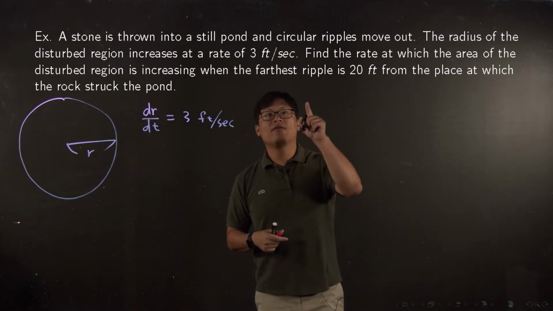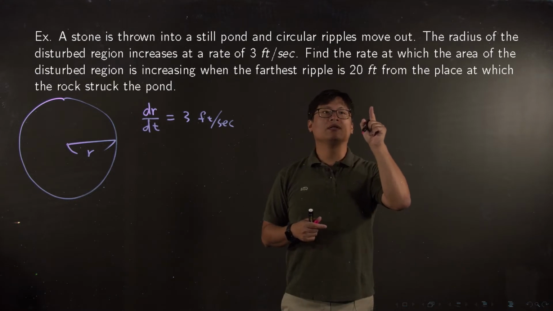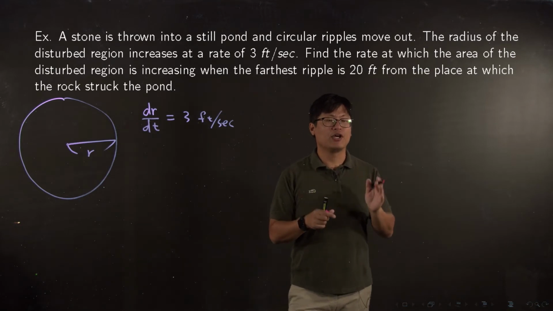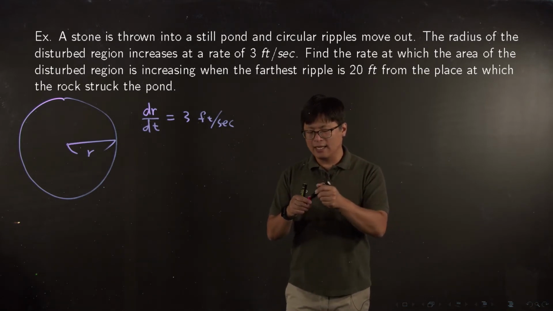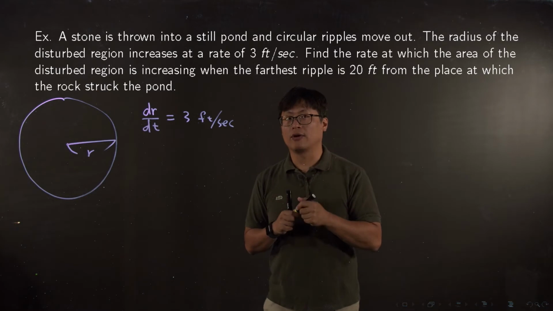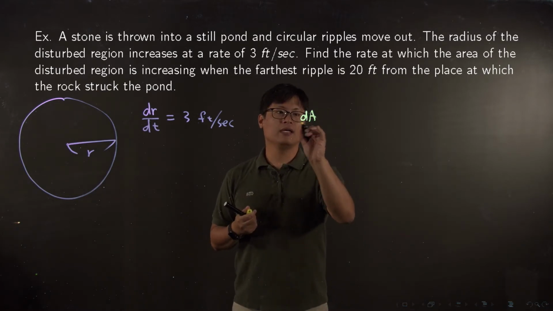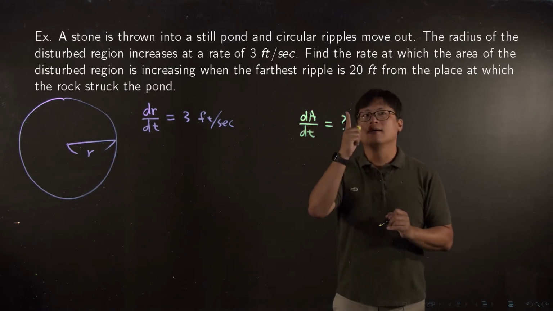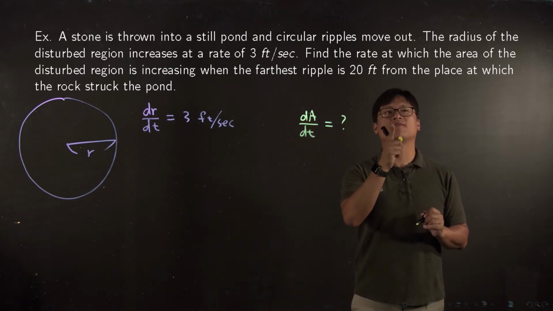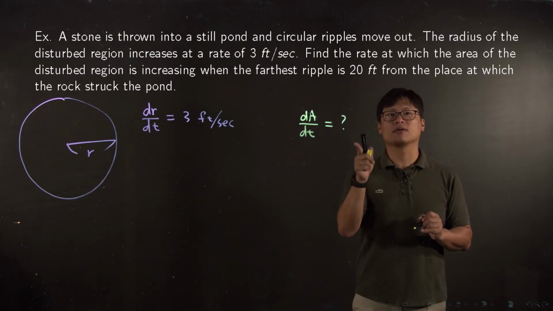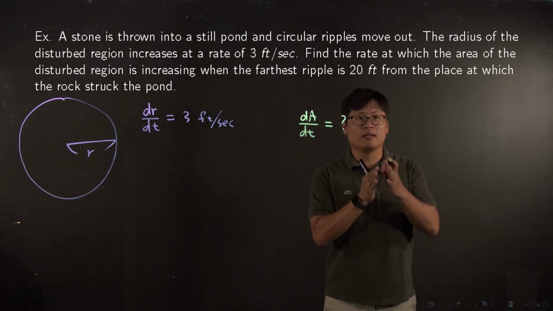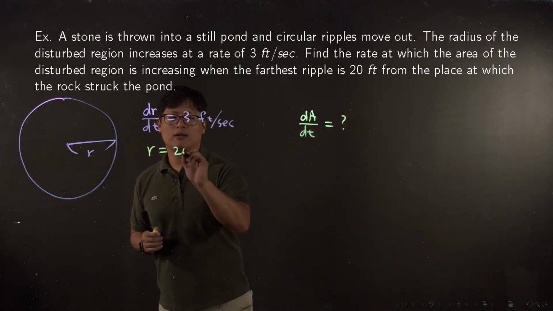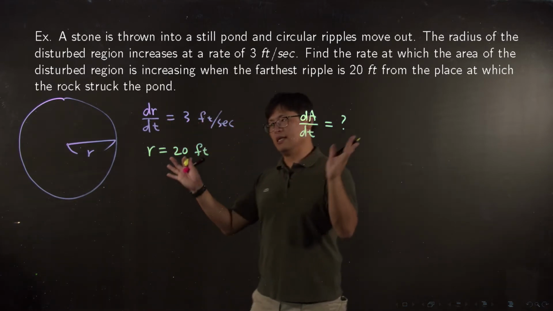And what about the second one? Find the rate at which the area of the disturbed region is increasing, okay? They would like to know the rate of change of the area. Let's say the area is capital A. Then the question is dA/dt. This is the question. It is asked when the farthest ripple is 20 feet from the place at which the rock struck the pond, which means that when the radius is equal to 20. So I can say r is 20 feet, okay?